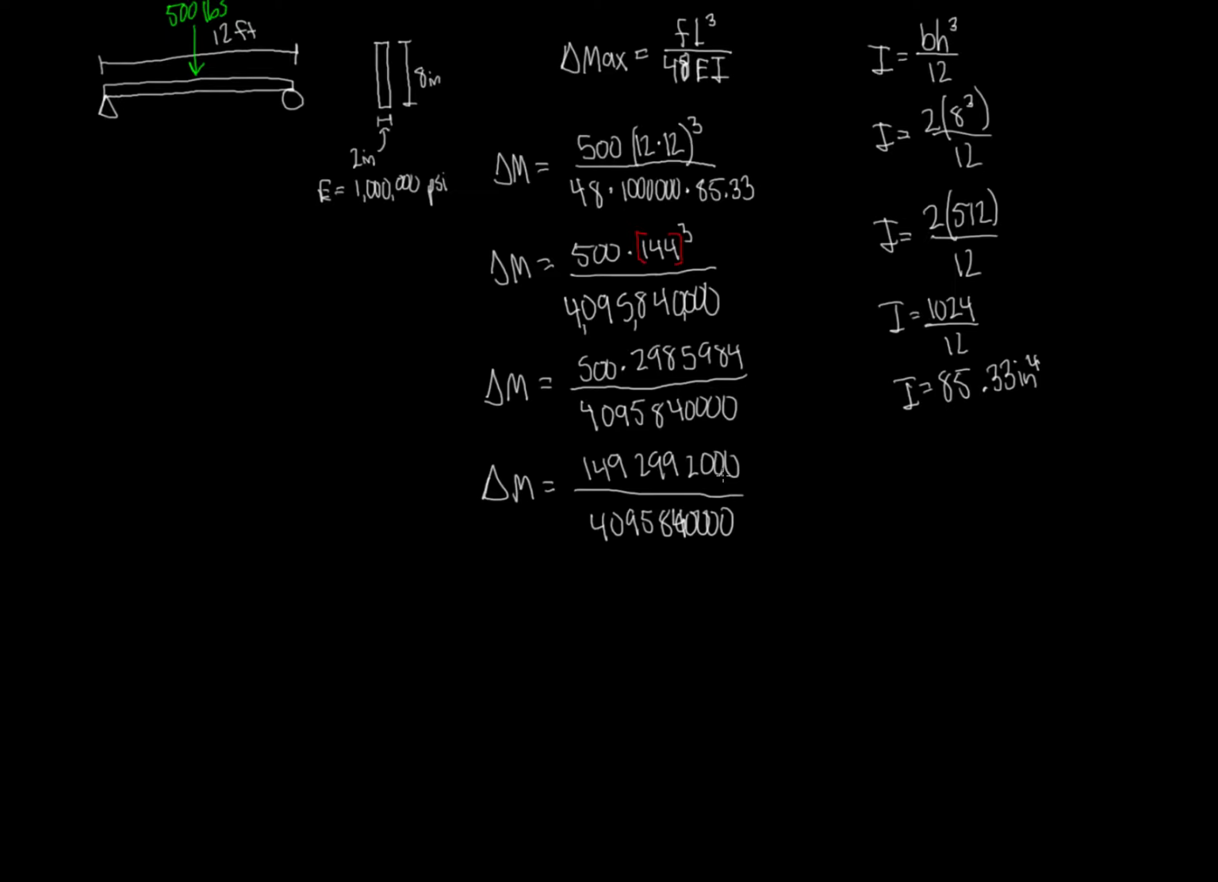So when we do all that, we get a delta max of 0.3645 inches. That means that when you load that beam, given all that information, the beam is going to bend slightly. And that bend is going to be a distance of 0.3645 inches. That's how much it's actually going to bend.